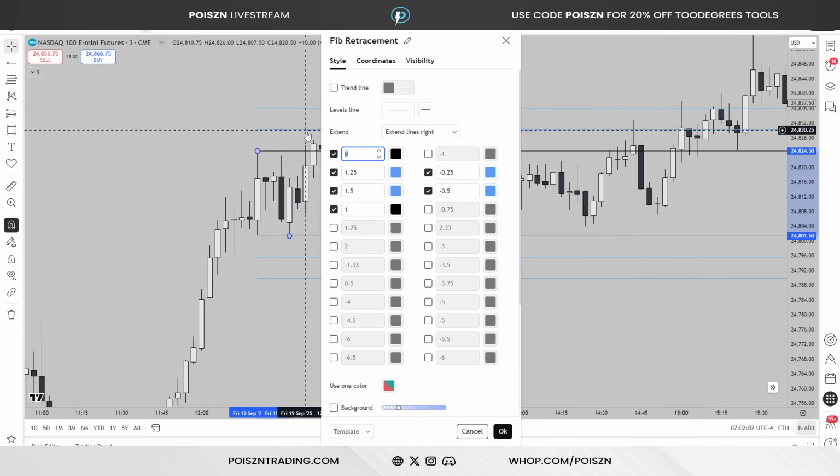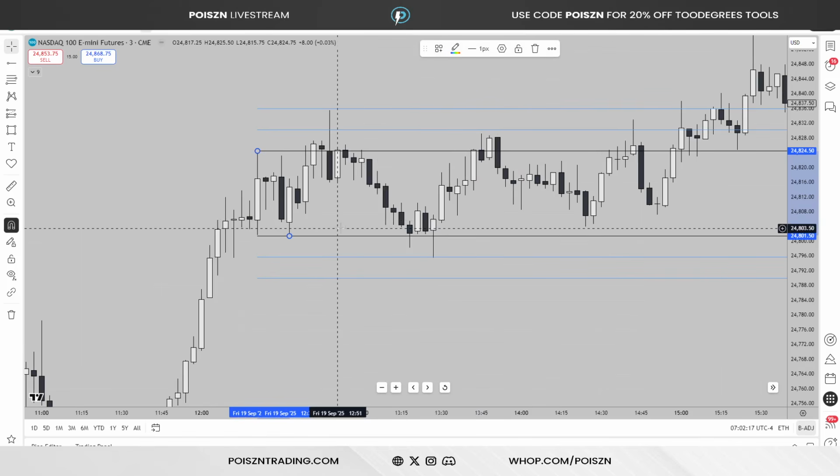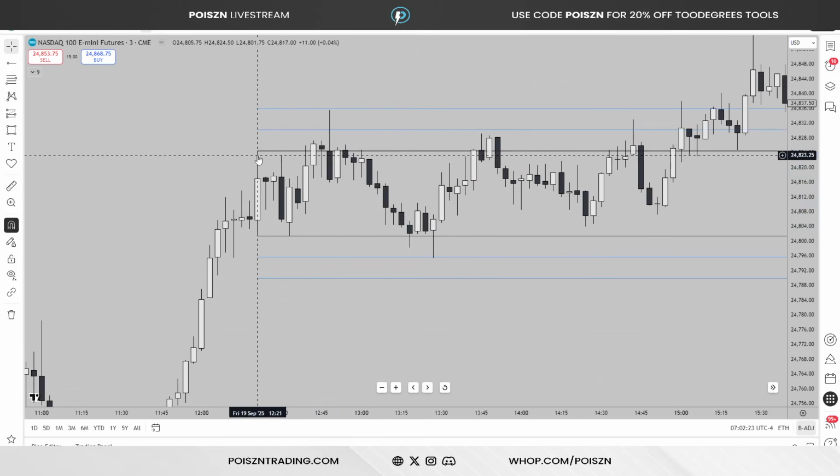Now, for this particular range and range deviation tool, all I did was take a normal fib retracement tool, put in these settings: 1.25, 1.5, obviously 0 and 1 for the upper and lower boundary of the range, minus 0.25 and minus 0.5. So what this would now give me is levels above and below my specified range in price that I could expect price to do something at, either retracement or reversal.